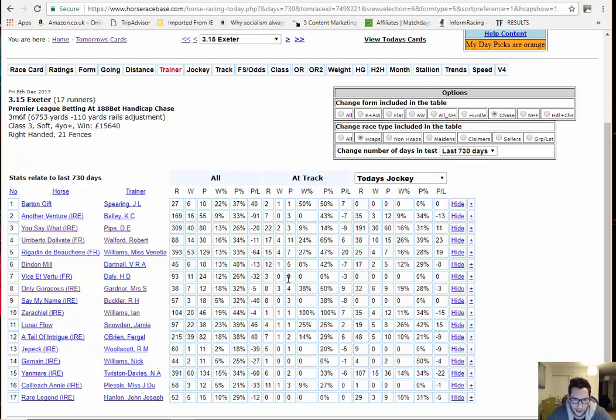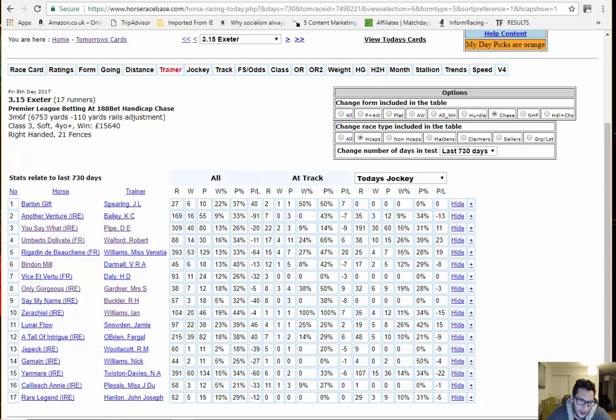There's quite a few in here that have good records. Sue Gardner. A few of these qualify against the stats pack and are in the members post section. Ian Williams, Jamie Snowden, Fergal's had a winner here. Those that haven't had winners haven't exactly had many runners, but have had placed horses. So actually in this race, there isn't too much to go on.